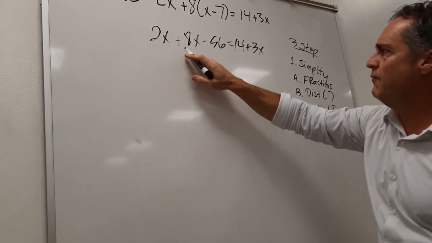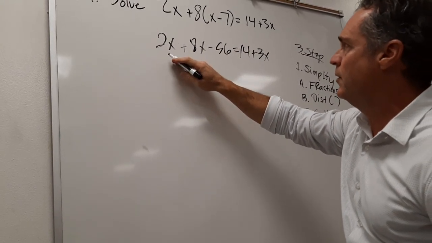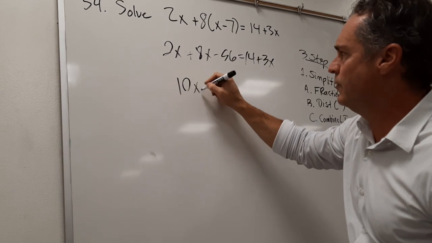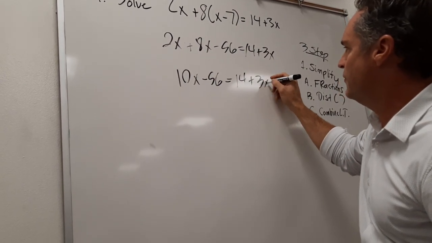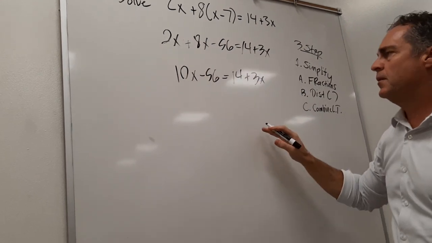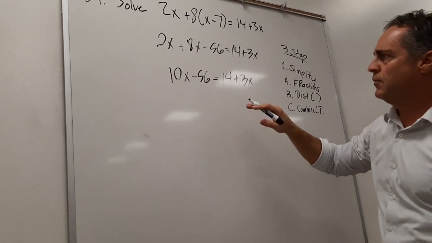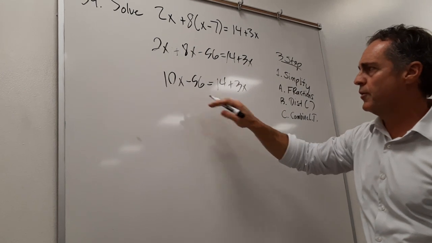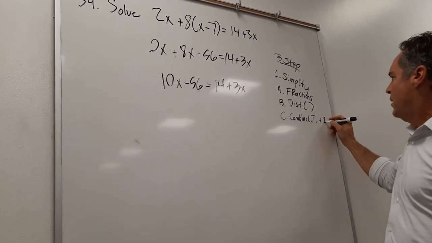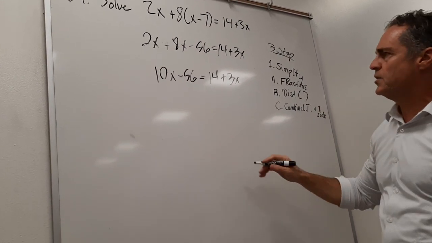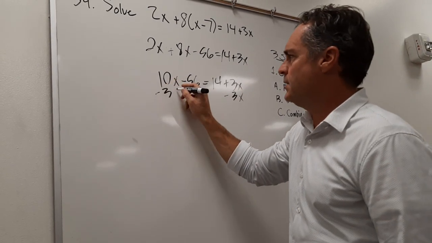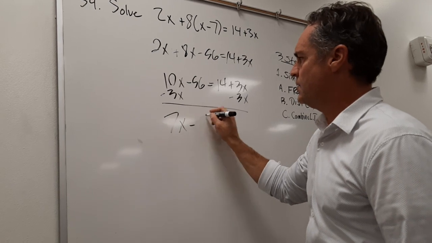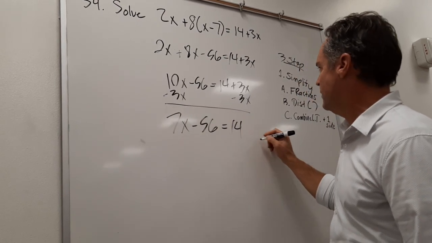Are there like terms on this side of the equal sign? Sure there are. There's 2x, there's 8x. That makes 10x minus 56 equals, are there like terms over here? Nope, 14 plus 3x. There are no like terms that can combine here. But we also said that we get all of our x's to one side. I like to subtract 3x, keeping it positive. This makes 7x minus 56 equals 14.